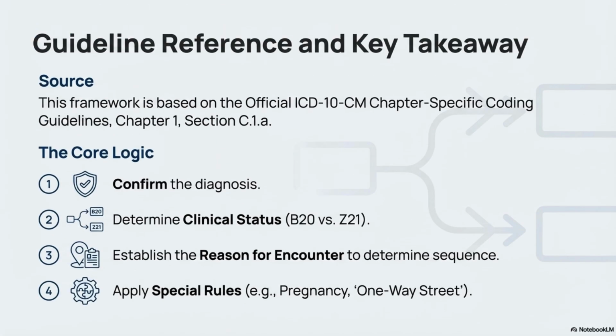The heart of HIV coding is simple. Confirm the diagnosis, determine the patient's status, sequence based on the reason for the encounter, and always apply the special rules. Once you understand the logic, HIV coding becomes very straightforward.